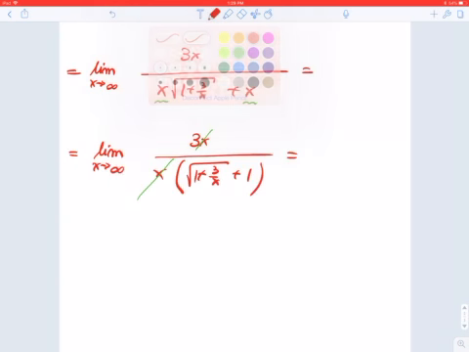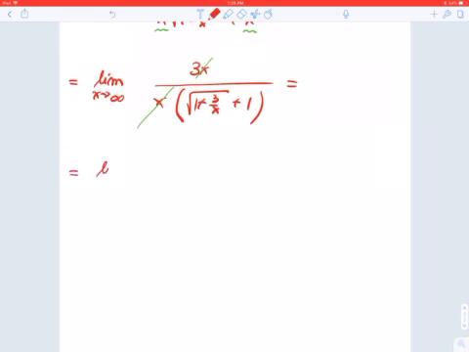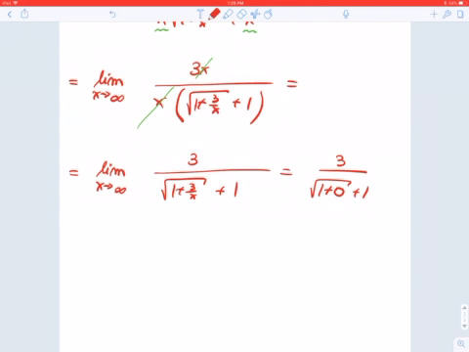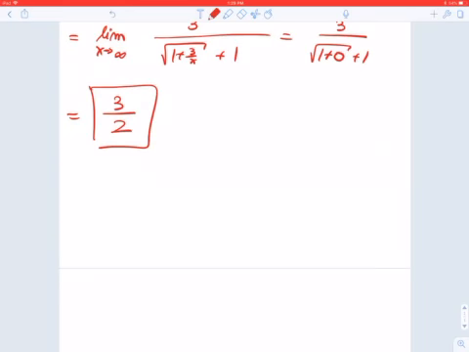I can definitely delete this, and I believe I do have a nice form, so I probably don't even have to apply the L'Hospital rule. 3 over the square root of 1 plus 3 over x, plus 1. I do have 3, I have 1. 3 over a huge number is 0, and 1. That means the final answer is 3 over 1 plus 1, 2. 3 halves. That means just using algebra, I managed to get rid of the indeterminate form and get my final answer.